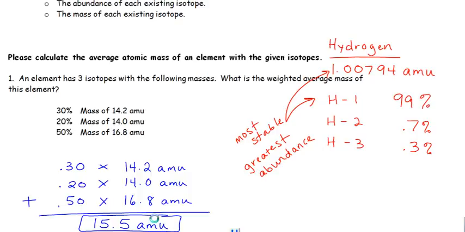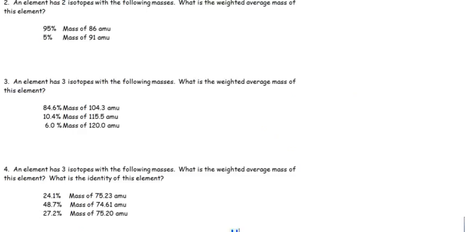This is fun. Let's try another one. An element has 2 isotopes with the following masses. And again, they'll always give you the abundance. What is the weighted average mass?